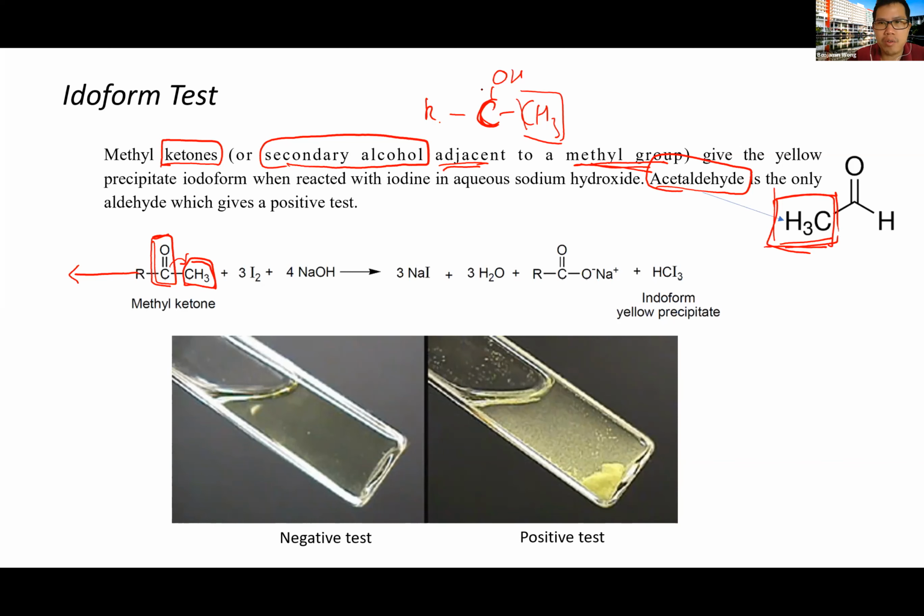Then in that case, once it has reacted, you form an iodoform precipitate. So methyl ketones, in this case acetone, form a yellow precipitate. The aldehyde in this case is not acetaldehyde, so it won't form the yellow precipitate. It should be a clear solution here.